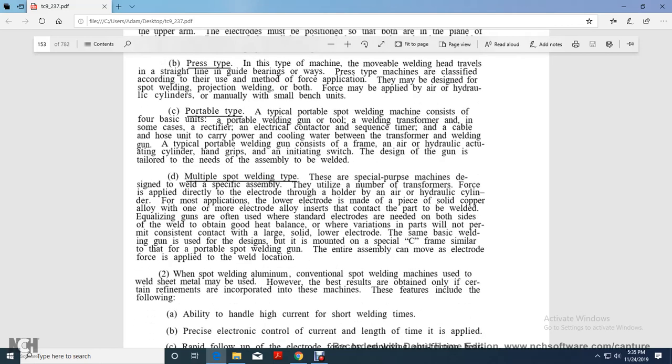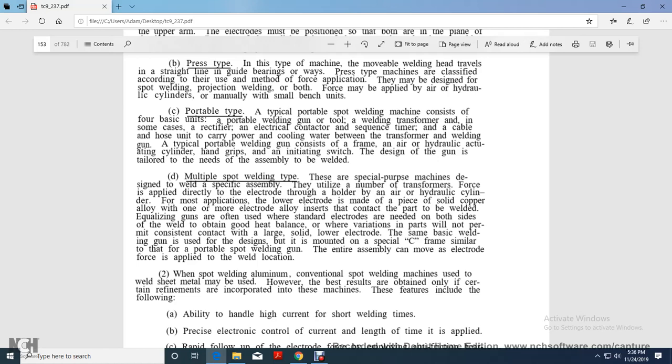Multiple spot welding type. A special purpose machine designed to weld a specific assembly, utilizing a number of transformers, with force applied directly to the electrode through a holder by air or hydraulic cylinder. In most applications the lower electrode is made with a plate of solid copper alloy with one or more electrode alloy inserts for the contact part of the electrode.